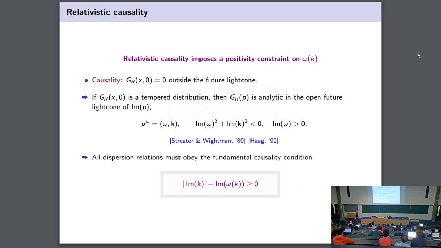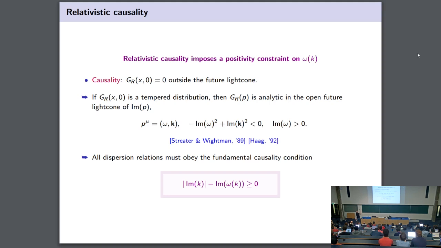Now, what comes next is probably the most important slide of the talk. What I want to mention now and emphasize is that relativistic causality is going to impose a positivity constraint on the dispersion relation of any mode in any quantum field theory.